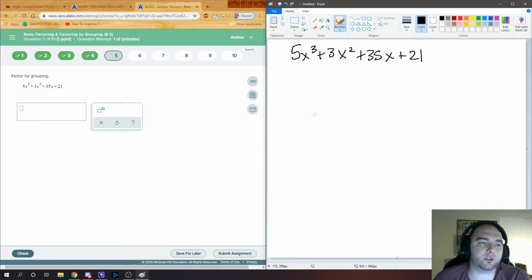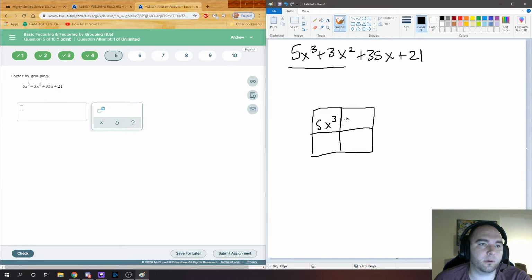So what I'm going to do is I'm going to show you the way we were learning in our class, which was to make a 2x2 grid. The reason why is we're going to take the first 2 terms and put them together in a row. And the second 2 terms, or the last 2 terms I should say, and put those together in a row. Notice I'm omitting the plus sign. If you want to write the plus signs, that's totally fine.